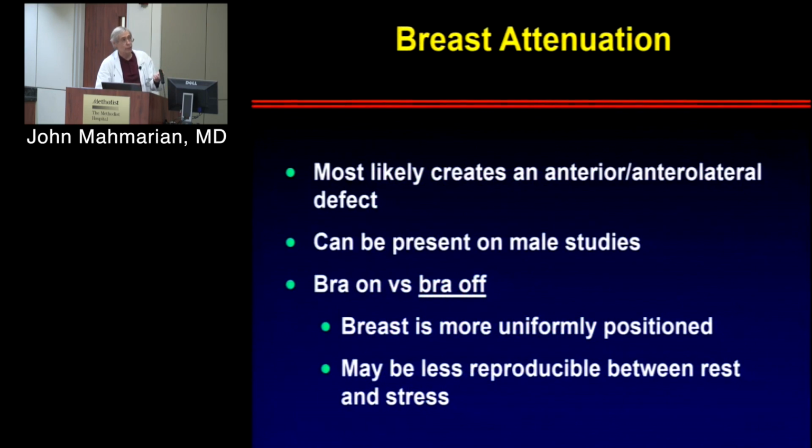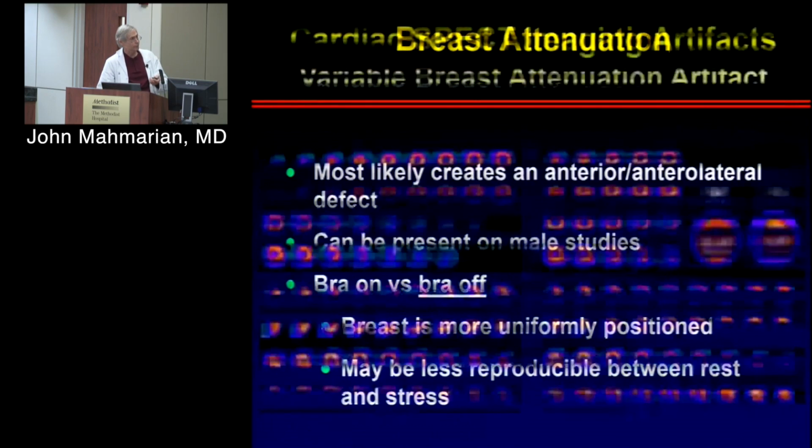Breast attenuation is another thing that we commonly see, especially with our larger and larger patients. It's usually anterior and anterolateral, but remember that breast attenuation can occur anywhere across any part of the heart, depending on where the breasts are positioned in any given patient. And it's also very important that when you do have a patient with breast attenuation, when you do the stress images, you do the rest images identically. Because if the breast positioning is different on one image versus the other, you'll get different results.